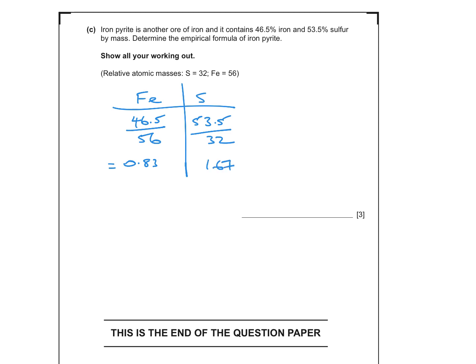We then divide through by the smallest number, and we get a 1:2 ratio. So the empirical formula is FeS2. Remember, when you divide by the smallest number, if you end up with one of these values being a 0.5, then you multiply both of them by 2. If, when you divide through by the smallest one, you end up with a 0.33 or a 0.66, you would multiply both of them by 3 to bring them to a whole number. But in this case, we didn't have to do that. It was a nice 1:2 ratio.